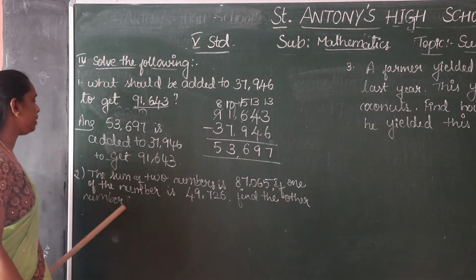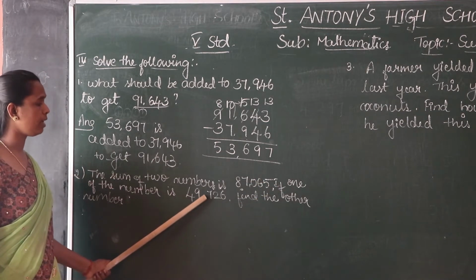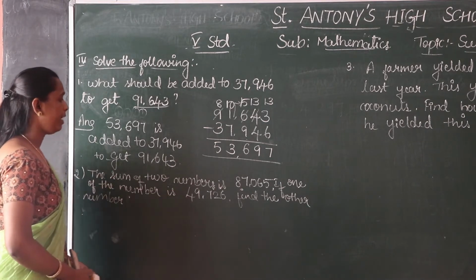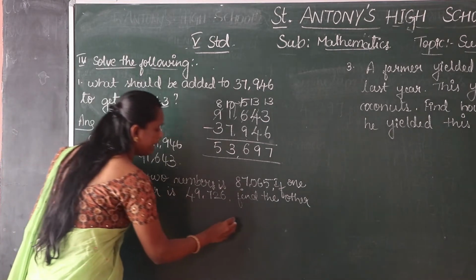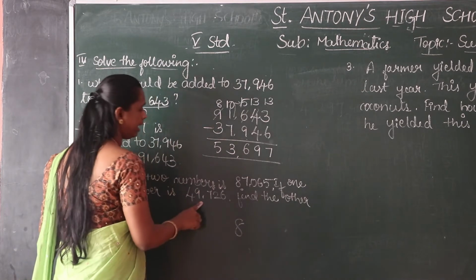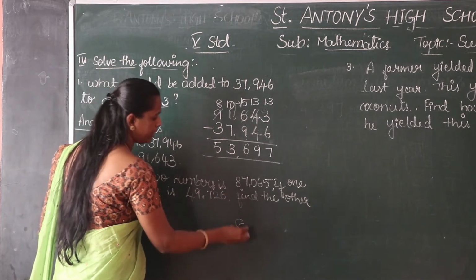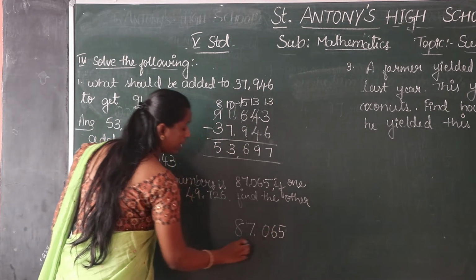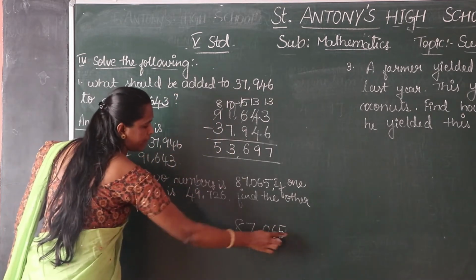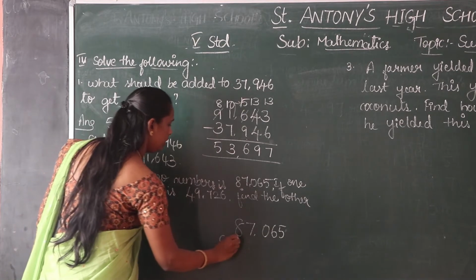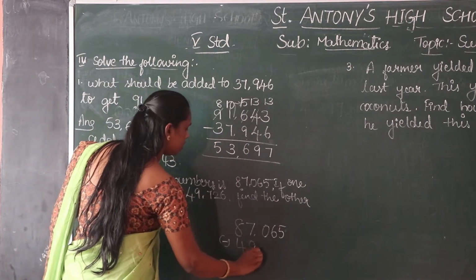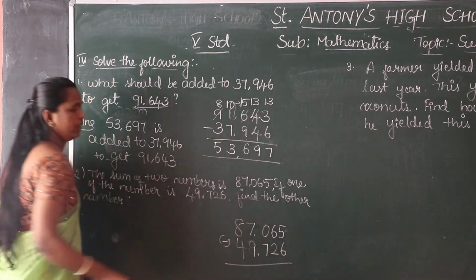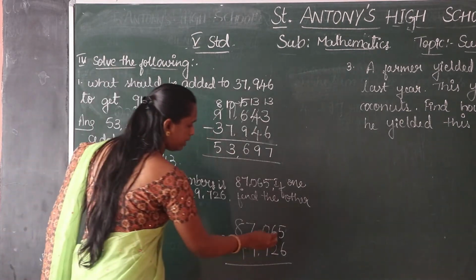The sum of two numbers is 87,065. If one of the numbers is 49,726, find the other number. Find the other number. So for that we have to subtract 49,726 from 87,065. 87,065 minus 49,726. So do the subtraction here.